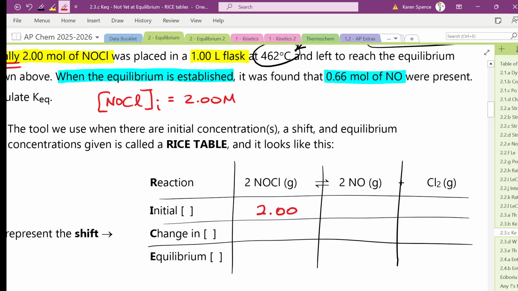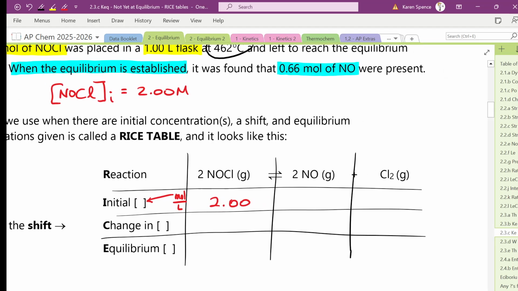So we can toss that into our rice table. 2.00. You are welcome to put molar there, but remember we're going to be working with Keq, and Keq has no units, so we can also just leave the units out here. As long as you remember that this always has to be moles per liter, okay? You cannot use moles in a rice table. You cannot use grams in a rice table. It has to be moles per liter.